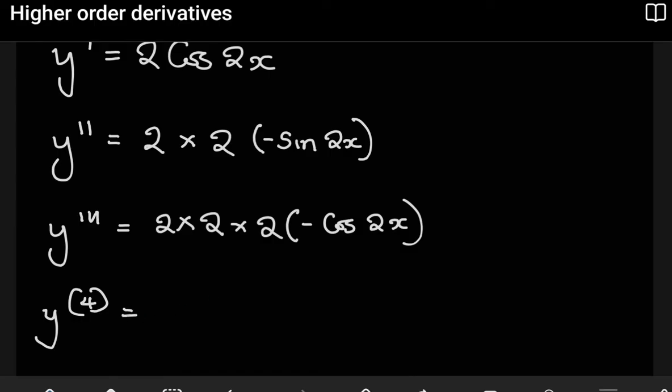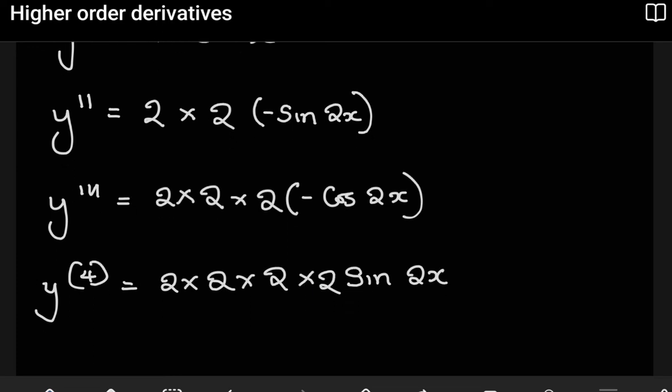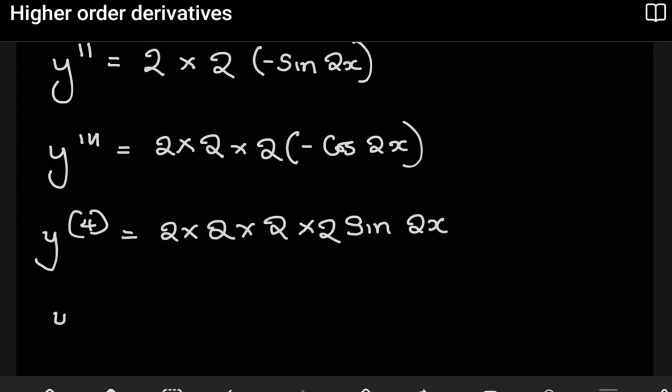The fourth derivative. Again, when you differentiate this, now we have 2 times 2 times 2. The derivative of cos is going to be negative sine again, so the negative in this one will cancel out. So we have sine now. The derivative of the argument is going to be 2 again, so times 2. Well, if we look at this, we can even start predicting the nth derivative.